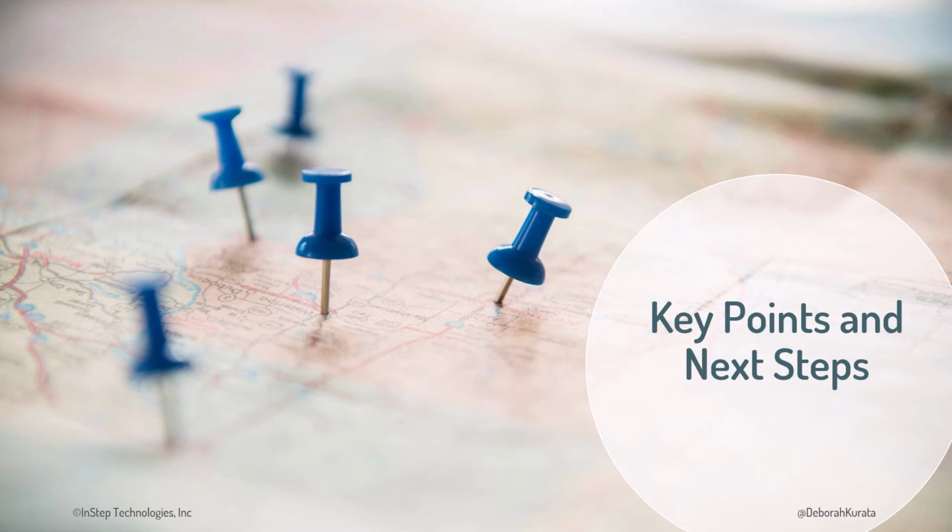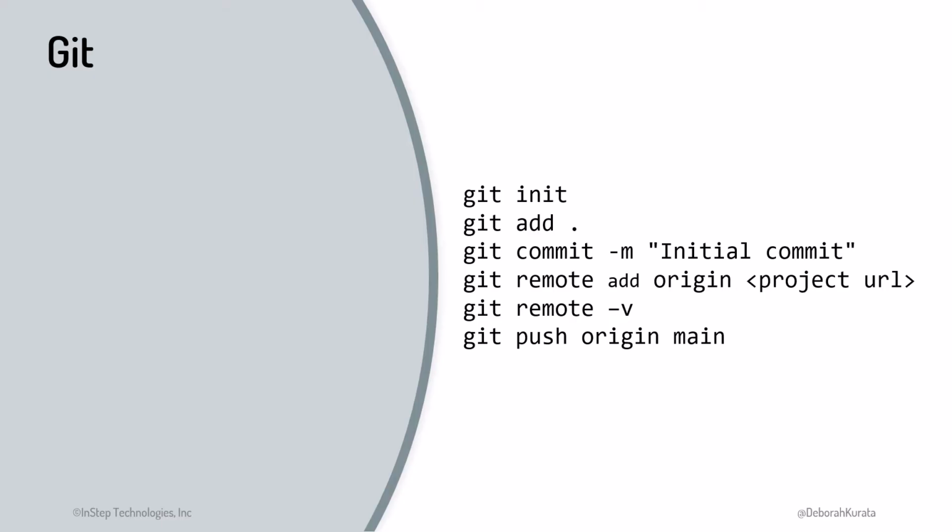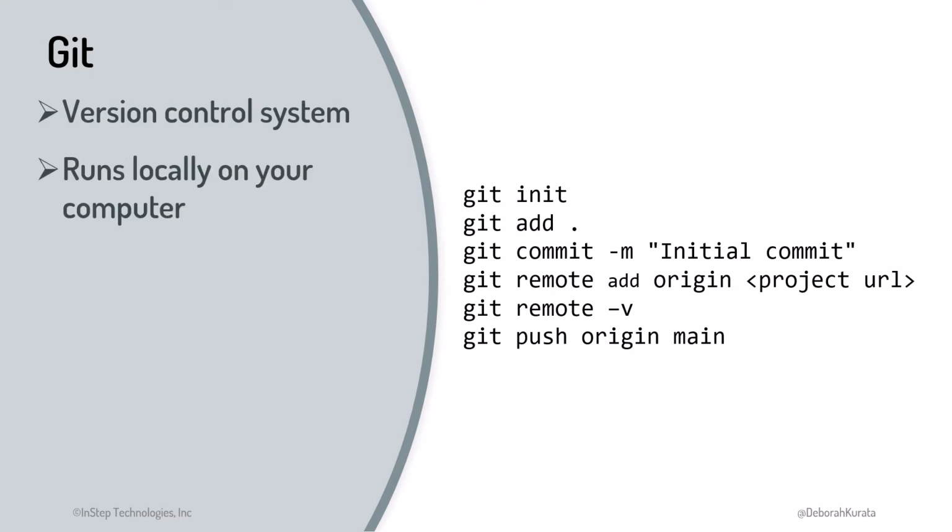As we finish our tour of GitHub and GitHub Pages, let's summarize the key points and look at next steps. Feel free to use the key points anytime to brush up on terminology or process. Git is a version control system that runs locally on your computer.